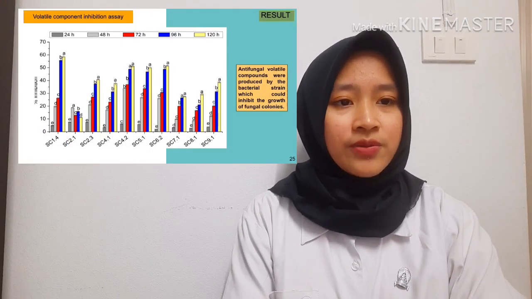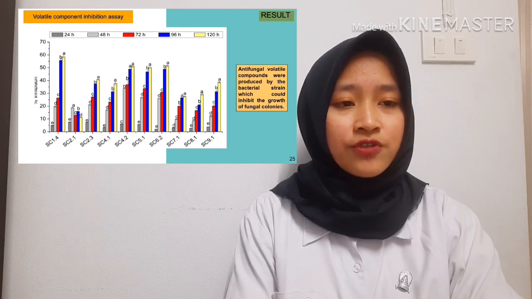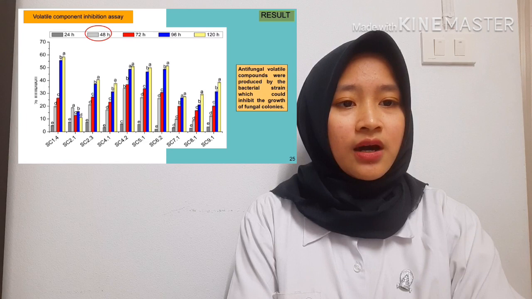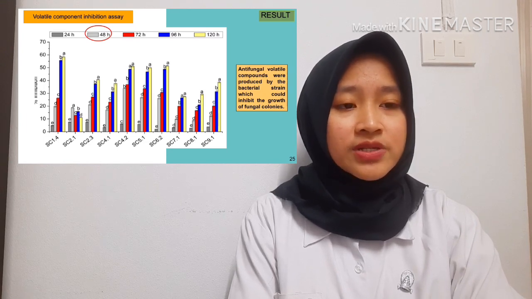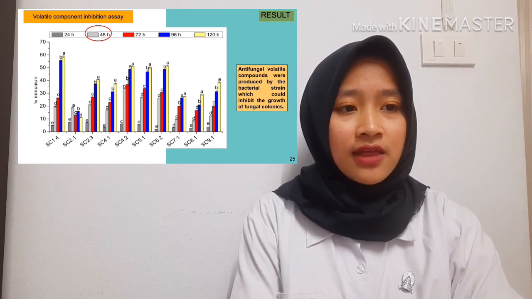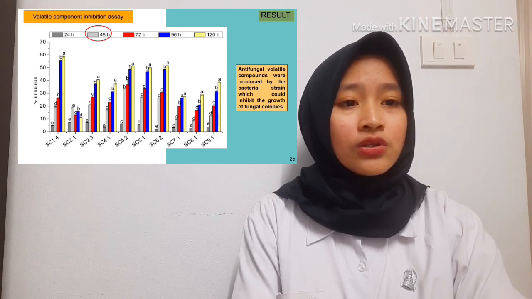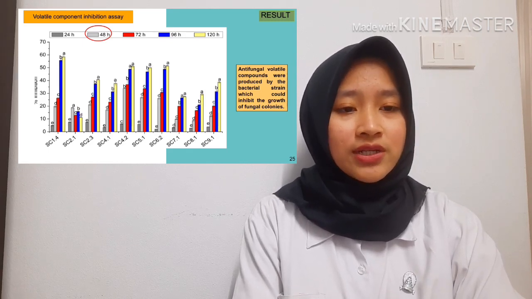Here is the graph of the percent inhibition of fungal isolates from the volatile compound inhibition assay. After 48 hours, there is a significant percent inhibition. It means that the antifungal volatile compounds produced by isolate SCB-1 could inhibit the growth of fungal colonies.